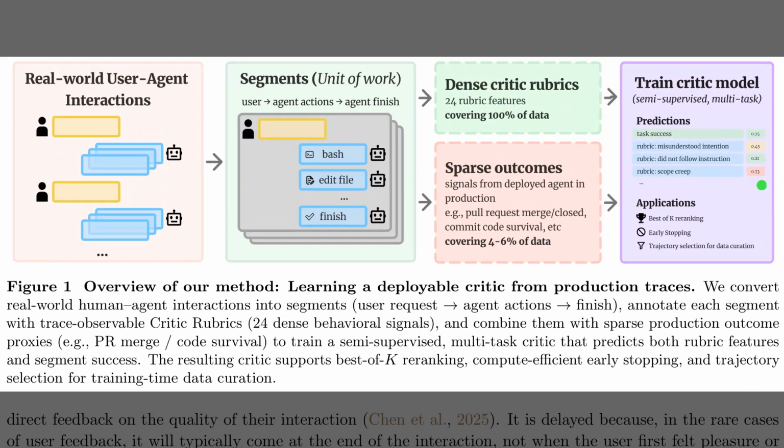Alright, Figure 1 outlines the core methodology for training this critic model. First, real-world interactions between users and agents are broken down into self-contained units of work, called segments. Next, the process extracts two kinds of learning signals. It generates dense critic rubrics, which are 24 behavioral features covering all the data, and combines them with sparse real-world outcomes, like whether the code was actually merged. Finally, these combined signals train a multitask critic model that predicts both specific features and overall task success, which helps improve applications like early stopping.